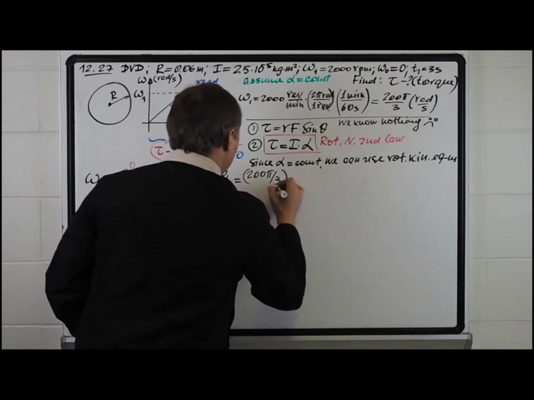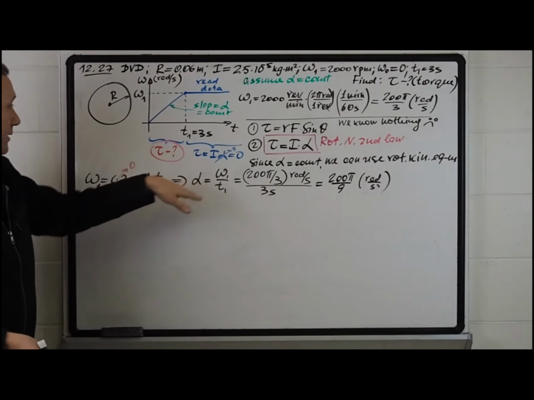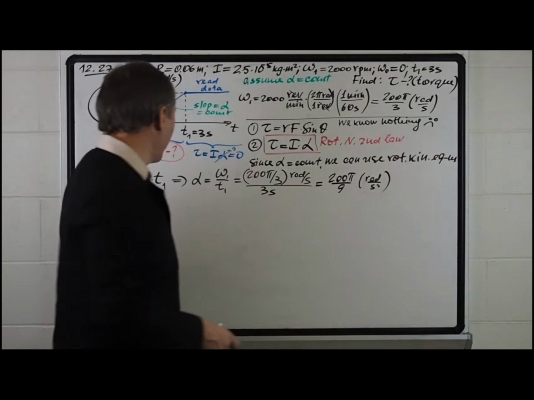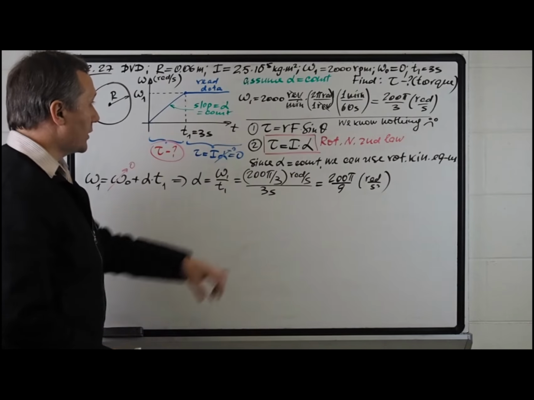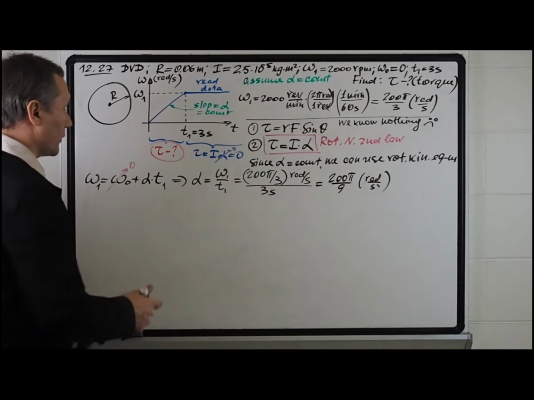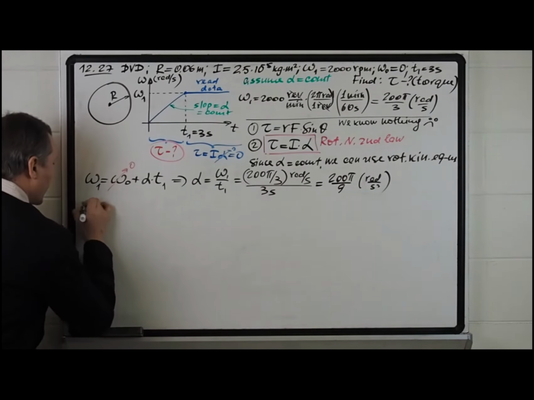Okay, so now we have angular acceleration, right? So it's the slope of this curve. Of course, you could have used formulas to find the slope of the curve, right? But it's basically exactly the same. So now we know this, so now we can go back to our rotational Newton second law and find torque finally.